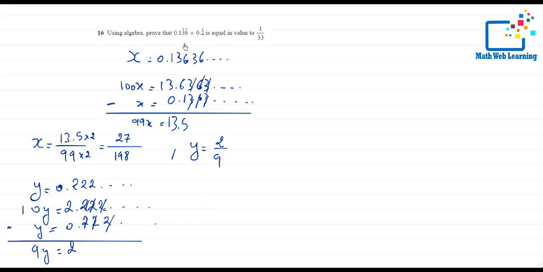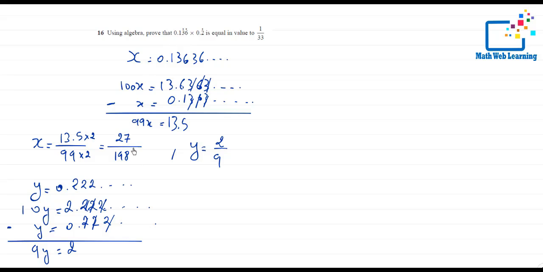So what we need to do now, basically, is multiply these two recurring decimal numbers, which is the same as multiplying these two fractions, because they are the same, aren't they? What I'm trying to say is that this fraction is equivalent to this recurring decimal number, or it is exactly the same value.